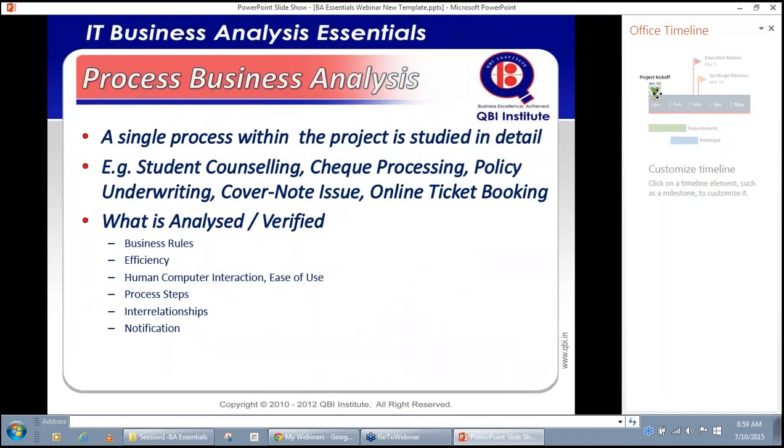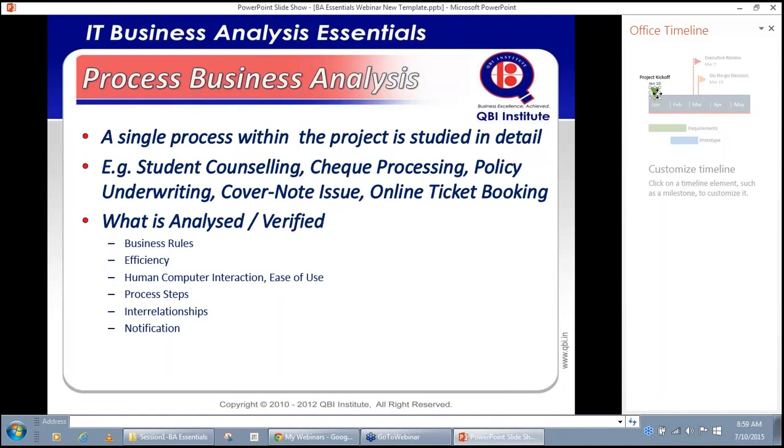So for the process business analysis activity, or when you focus on a process or when you analyze a process as a business analyst, a single process within the project is studied in detail. So these are just some examples. Say for example, check processing, policy underwriting, cover note issue, online ticket booking. So you will focus on one process at a time. What will you analyze in that process?